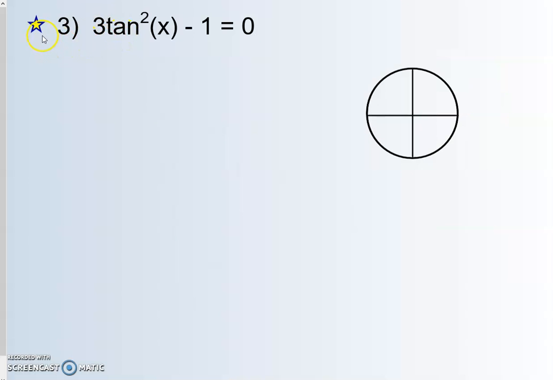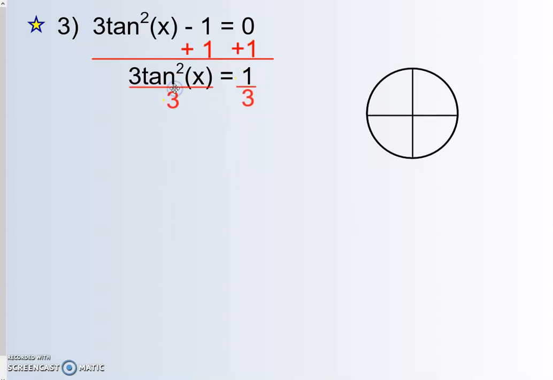Number 3. Ooh, it has a star. I wonder why. So this involves a tangent squared. So again, going back to my algebra skills, I'm going to try to isolate the expression involving just the x. So the first thing I did is I added 1 to both sides. I get 3 times the tangent squared of x equals 1. I'm going to divide both sides by 3, and I get the tangent squared of x equals 1/3.